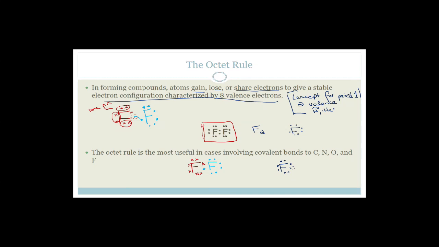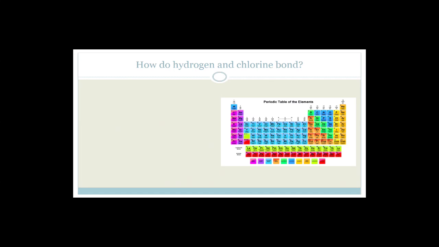So it says that the octet rule is most useful in cases involving covalent bonding of carbon, nitrogen, oxygen, and fluorine, okay, which is why we gave the example of the fluorine. Okay, so now let's talk about specific bonding. So let's talk about covalent bonding. The easiest way to do this is actually to look at how hydrogen and chlorine bond. Okay, so how do hydrogen and chlorine bond?